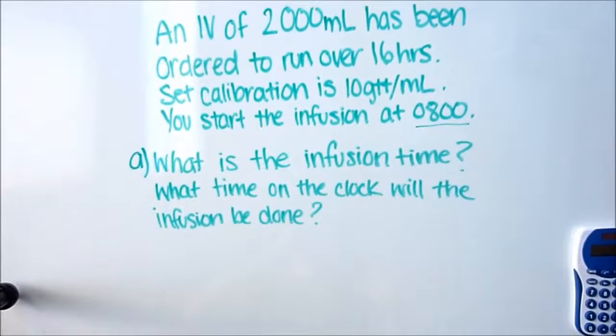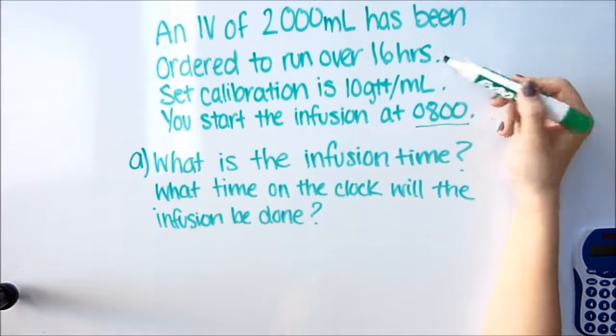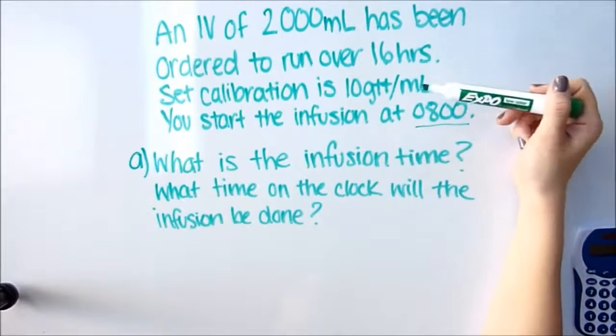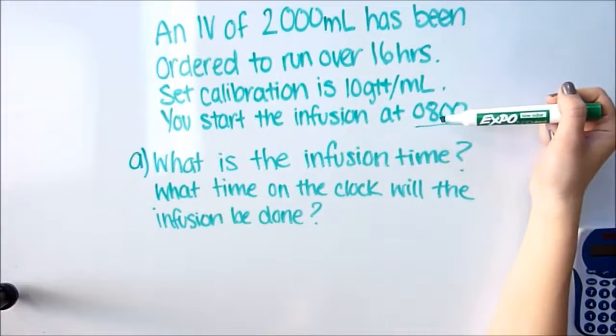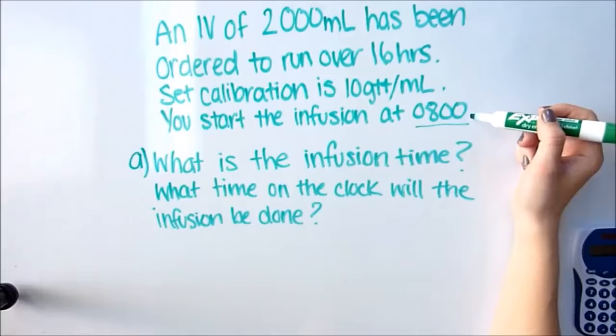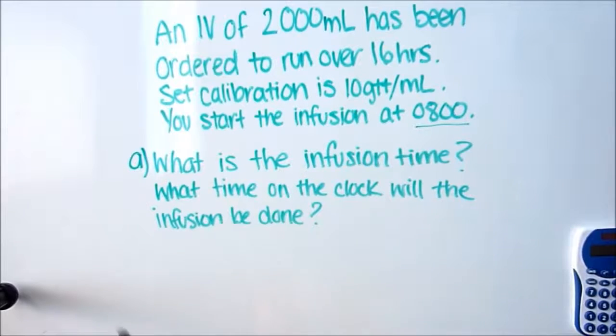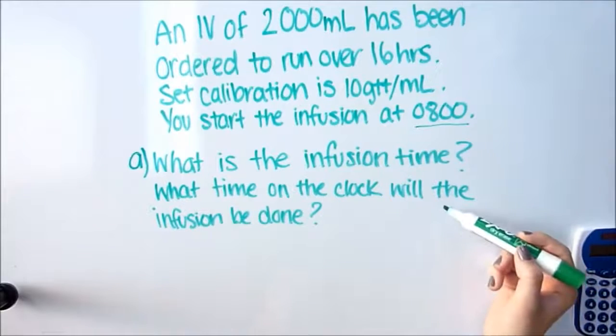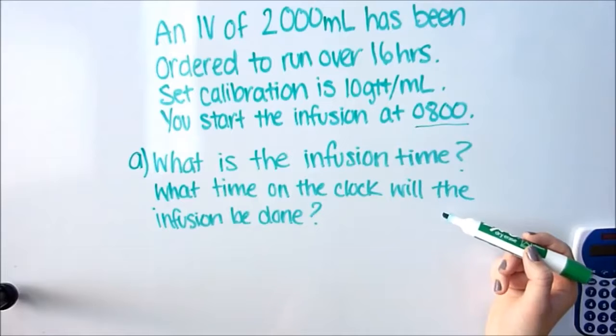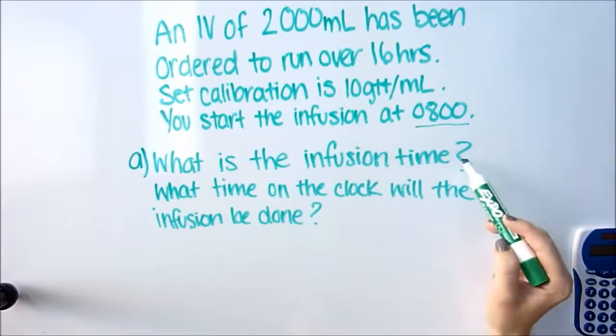Okay, moving on to a harder question. An IV of 2,000 ml has been ordered to run over 16 hours. Set calibration is 10 GTT per ml. You start the infusion at 0800, and that is military time for 8 o'clock in the morning. And we want to know what is the infusion time and what time on the clock will the infusion be done. So, what is the infusion time?